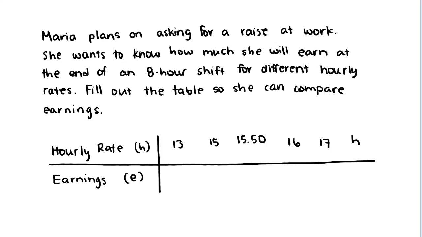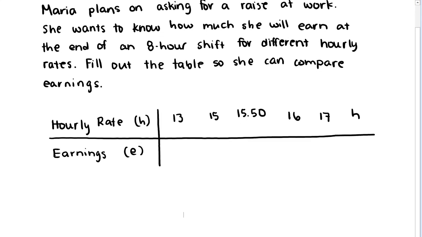And so here we're given this table where one of the variables is the hourly rate. And so here we're given different values for that variable, and it's given the letter H. We want to examine an hourly rate of $13 per hour, $15 per hour, $15.50, $16, $17, and some arbitrary amount of hourly rate, H. And so we want to compute the corresponding earnings she would get at the end of an 8-hour shift.